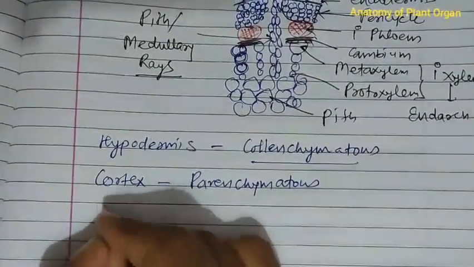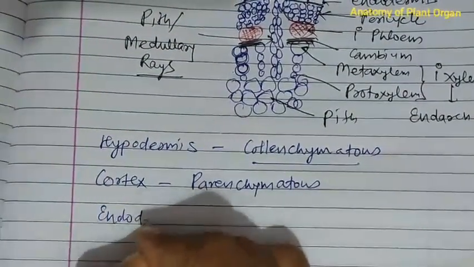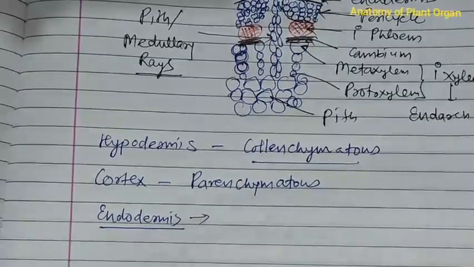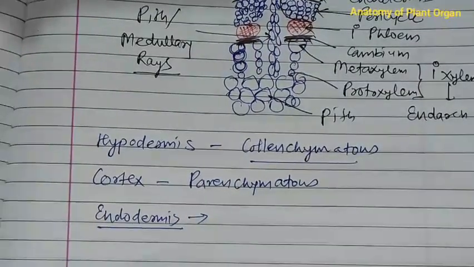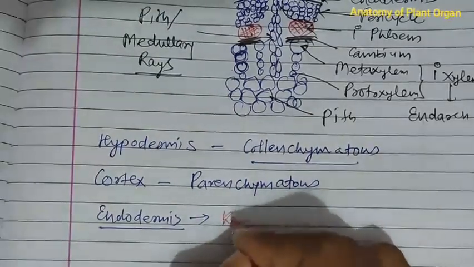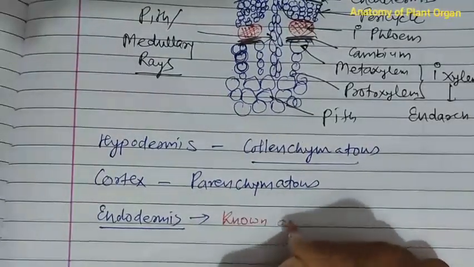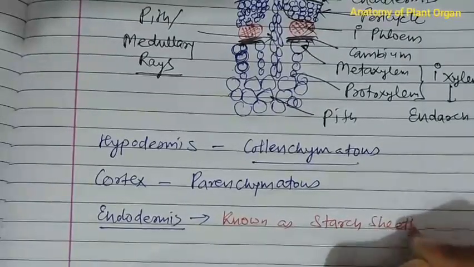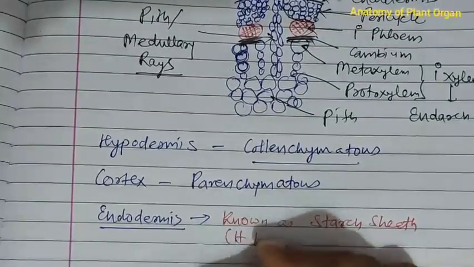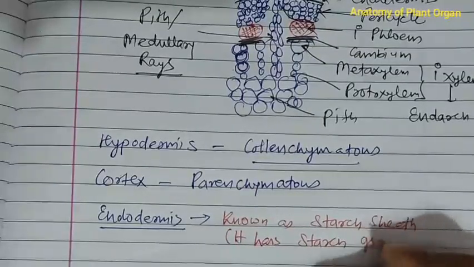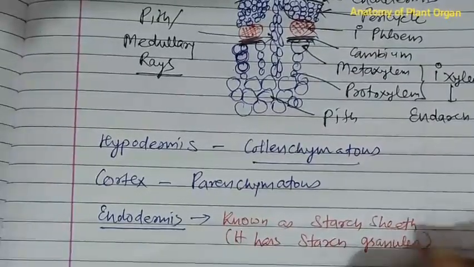Then we talk about the endodermis. This endodermis of particularly this Dicot stem is known as starch sheath. Why is it known as starch sheath? Because it has starch granules.